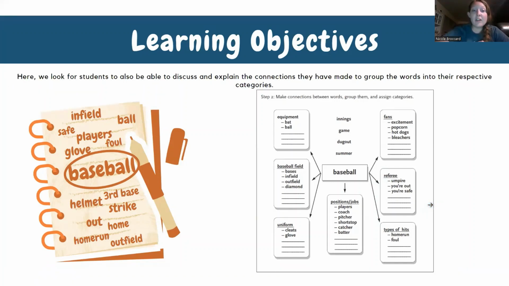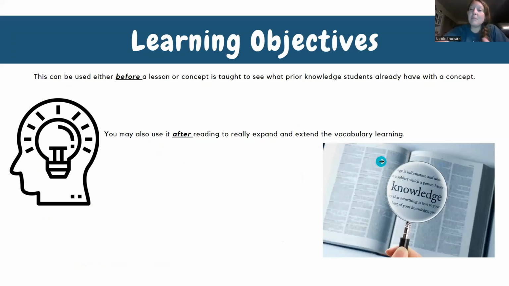Here, we look for our students to be able to discuss and explain the connections they have made to group the words into respective categories. This can be used either before a lesson or concept is taught to see what prior knowledge students already have with a concept, or it can be used after reading to really expand and extend the vocabulary learning.